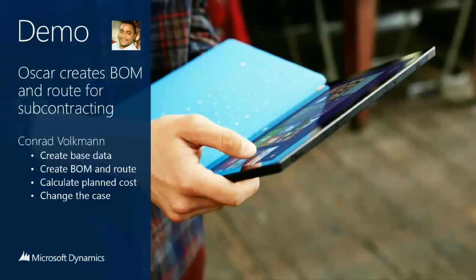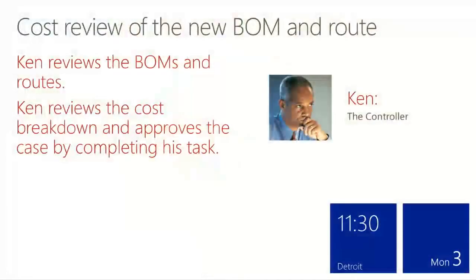So Oscar has created the BOM and the route for the subcontracting case, created the cost calculation, and Ken had, as his next step, his work task, his activity to actually review and approve that. By completing that task, he would signal that he has approved that cost.